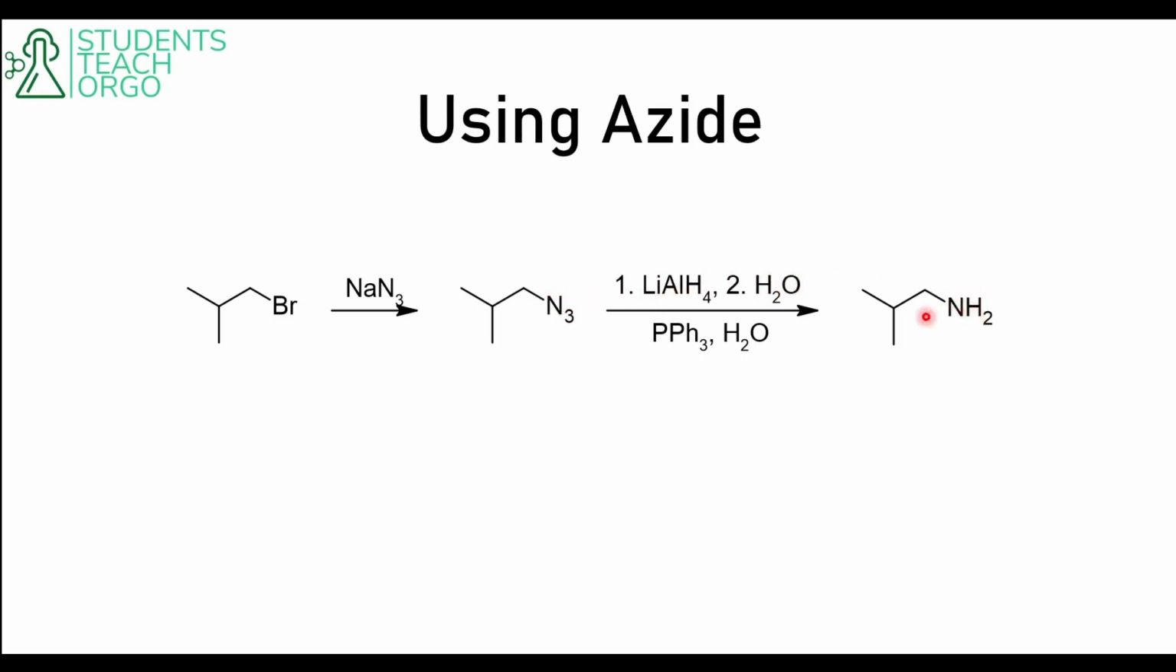or alternatively we can use this triphenyl phosphine and treat it with water, and that will have the same kind of effect. This second option is called the Staudinger reaction. You don't really need to know that, but it's nice to know in case you ever come across it doing a problem. So this triphenyl phosphine and water is the Staudinger reaction, and you can do either the reduction up here or the Staudinger reaction. That gives you the same thing.